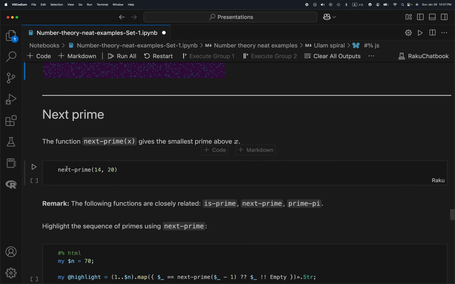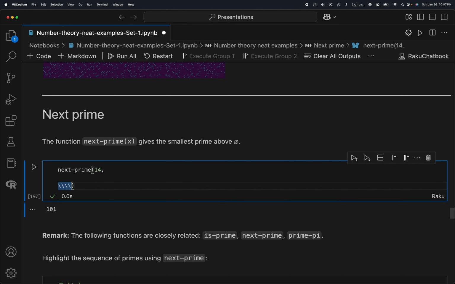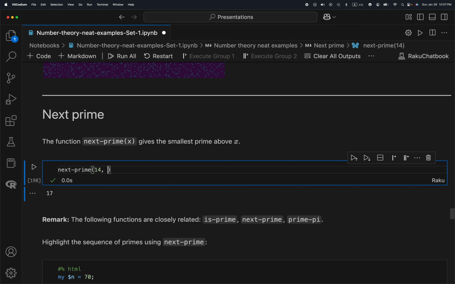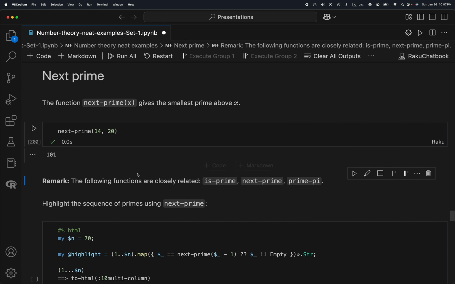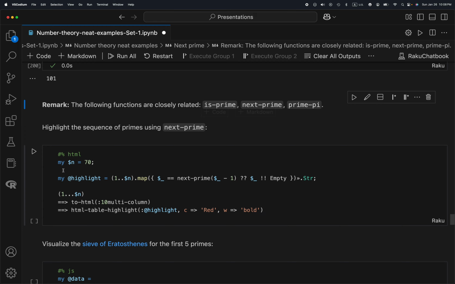So okay, here next prime. If I have certain numbers, say 14, next prime gives me the prime after 14. But I can actually also get the second next prime and so forth. If I put 20, you can go up further, and we can get the 20th prime after 14. So these functions, is prime, next prime, prime pi, they're all related.